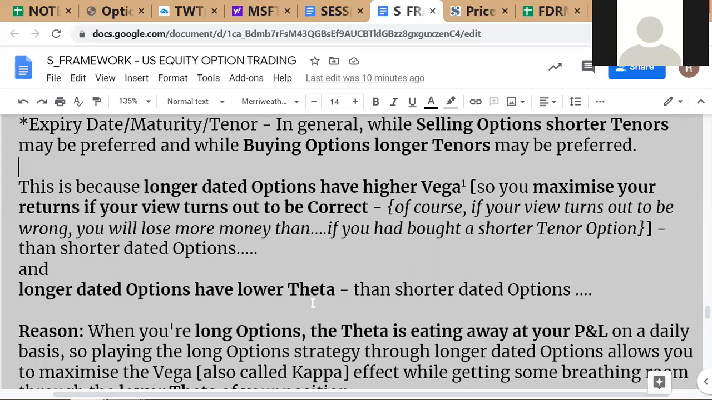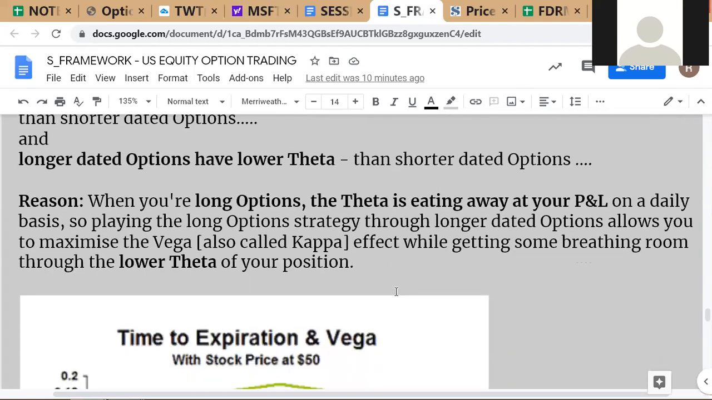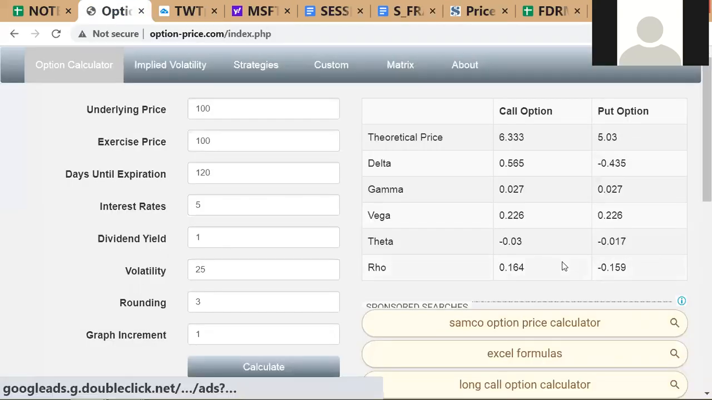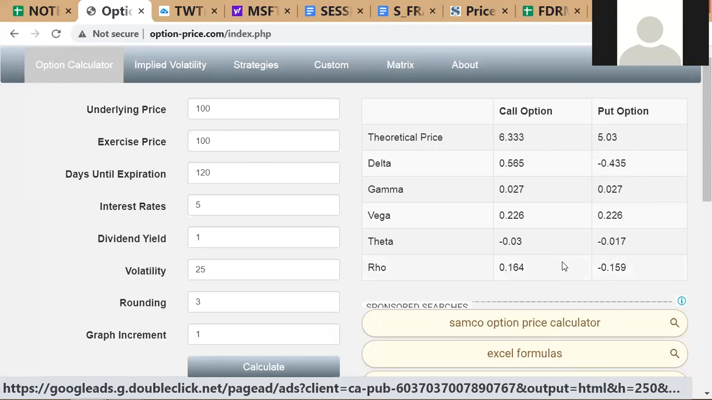Sir, for selling short-dated options, you said that you're picking up profits at an increasing pace. I didn't understand the reason behind it. Okay, so the point here is that when you're selling short dated options, have you understood this point that I established here? This is just a characteristic of options: shorter dated options have higher theta and longer dated options have lower theta. We just showed you that. You see this option has 120 days to expiration. It has a lower theta, a theta of 0.03.